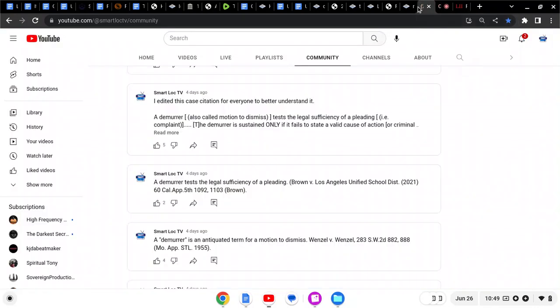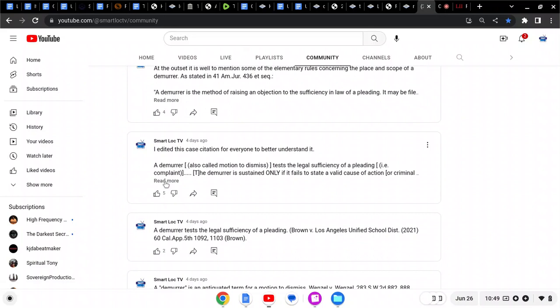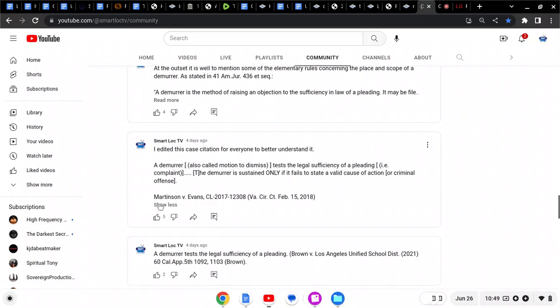Let me go back here. Let's go up some more. Now here's a case. This is a case right here. I edited this to make it better for everybody to understand. So a demur, also called a motion to dismiss, tests the legal sufficiency of a pleading, i.e. a complaint. The demur is sustained only if it fails to state a valid cause of action or criminal offense.